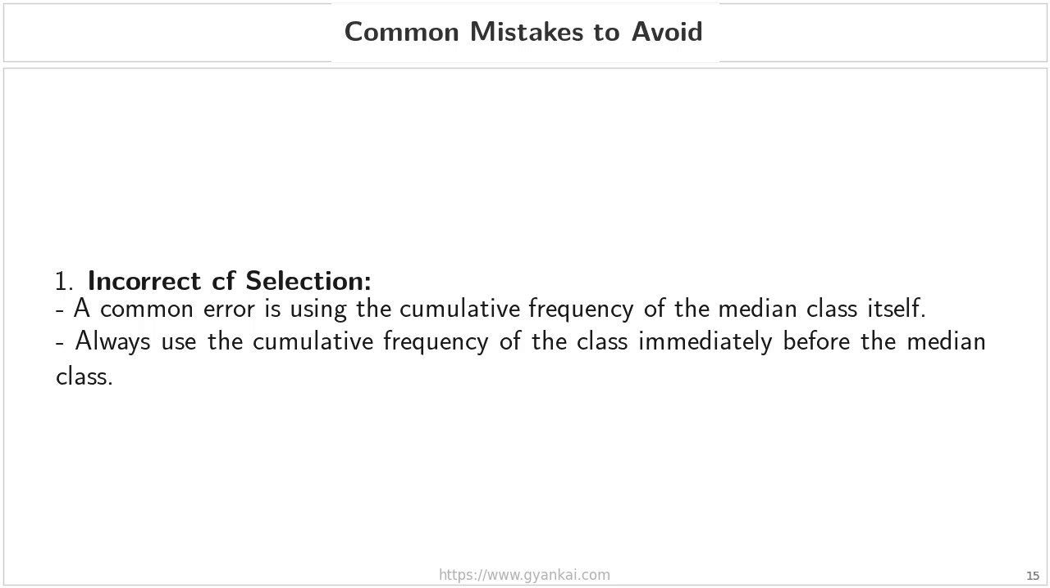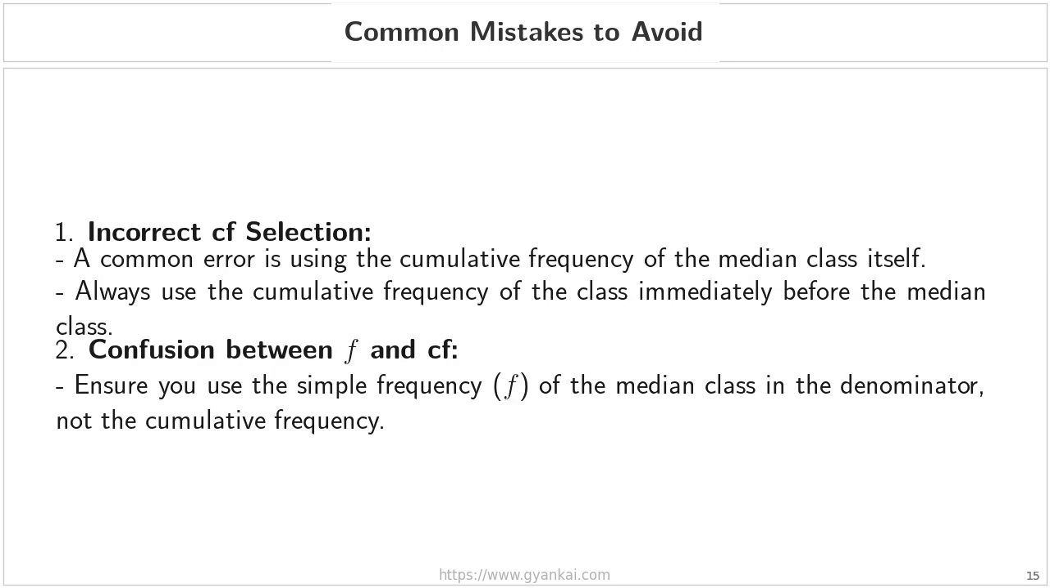First, watch out for incorrect cumulative frequency selection. A very common mistake students make is using the cumulative frequency of the median class itself. Remember, when you are plugging values into the formula, you must always use the cumulative frequency of the class immediately preceding the median class. Second, be careful not to confuse the simple frequency with the cumulative frequency. Specifically, when you are looking at the denominator of the fraction in our formula, ensure you use the simple frequency of the median class and not the cumulative frequency.